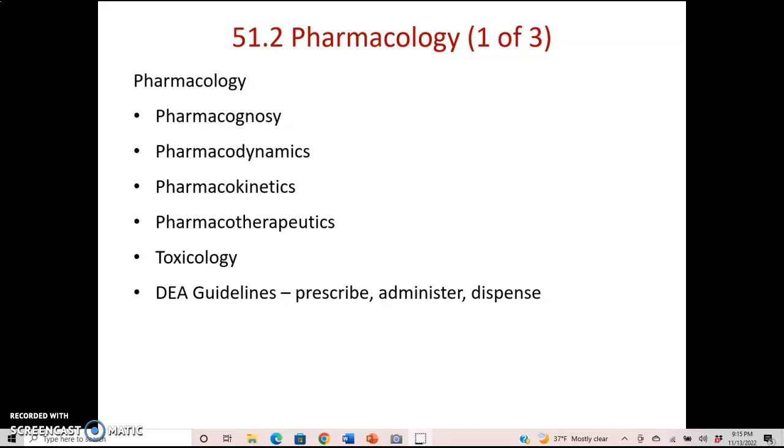Compounding pharmacies compound drugs that may not be available on the market by mixing 2 or more ingredients, and the provider has specifically ordered the amount of those ingredients to be put in that drug. Nuclear pharmacies prepare and dispense patient-specific radiopharmaceutical doses for diagnostic imaging and therapeutic procedures for use in hospital nuclear medicine departments. So let's go back to pharmacognosy, which is the source of drugs.